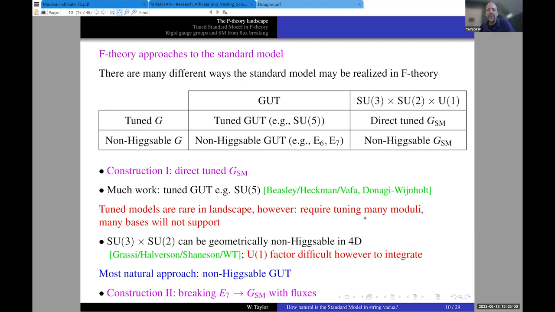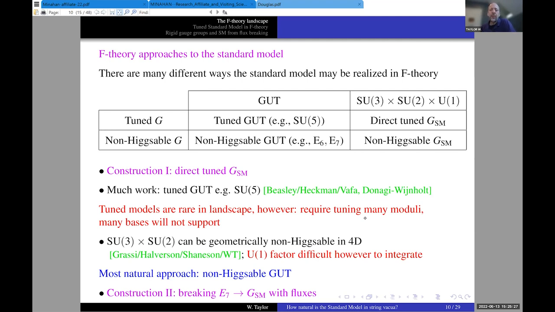There has not been a systematic study of this, but my general sense is that it will be very hard to find typical Calabi-Yau threefolds or fourfolds with large Hodge numbers where there's enough room to tune either an SU5 GUT group or even a directly tuned standard model gauge group. Again, that's an interesting project for further work, but it's certainly easier to imagine getting things with the rigid gauge factors.